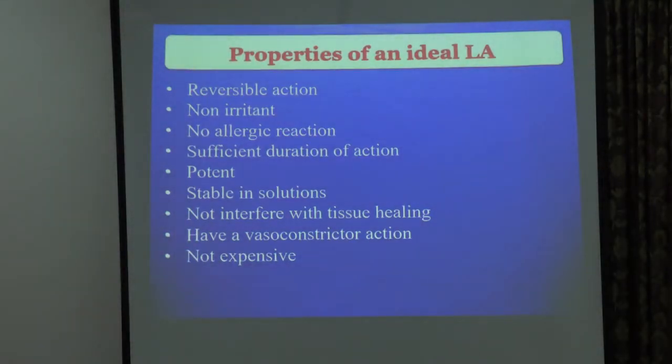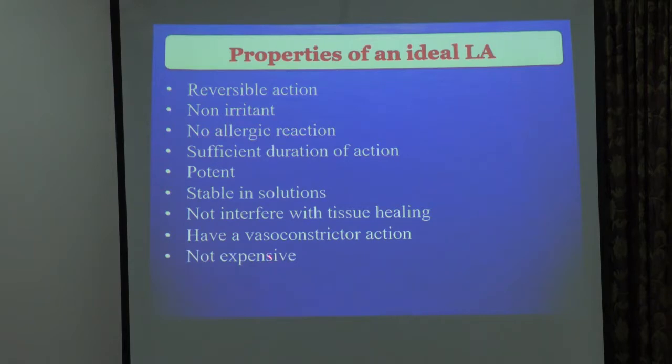Now, properties of an ideal local anesthetic. What is an ideal local anesthetic? The local anesthetic's action must be reversible. It shouldn't be irritant. It shouldn't cause any allergic reaction. And it should give you a sufficient block for a sufficient duration for your surgery. And it should be potent, stable in solutions. At times you may want to dilute it with saline or water for injection. It should be stable in it. It shouldn't interfere with your tissue healing. Wherever you put it, you're going to perform some procedure. It shouldn't interfere with your healing.